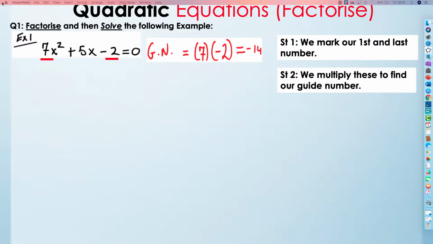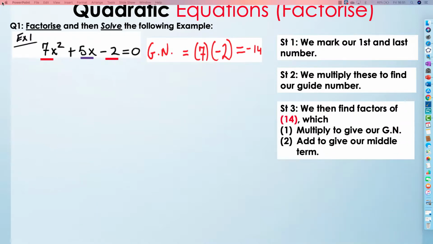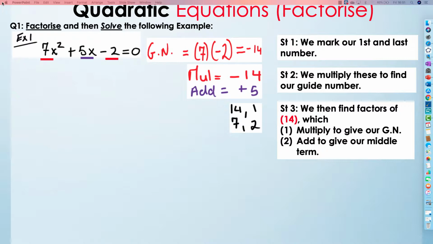7 and minus 2 gives a guide number of minus 14. I wanted to add to give me which number? Add to give me my middle number, which is 5. Right, what are my factors of 14? 14 and 1 is 7 and 2. What am I going to go with? What way? Plus 7, minus 2. We check it. If you add plus 7 and minus 2, what do you get? If you multiply plus 7 and minus 2, what do you get? Minus 14. Take 2, so you know we're right.